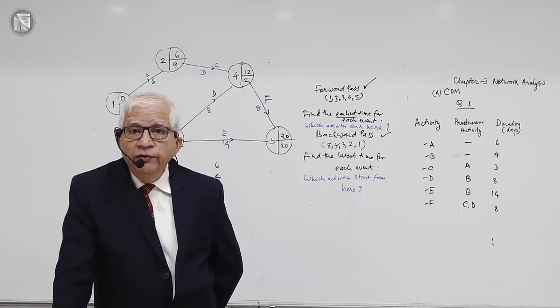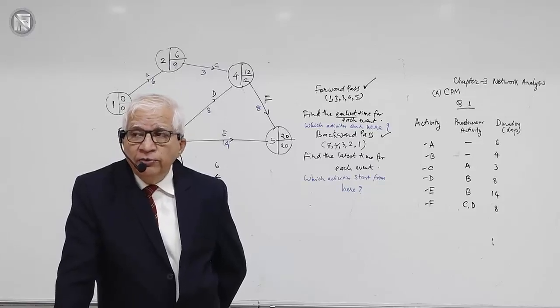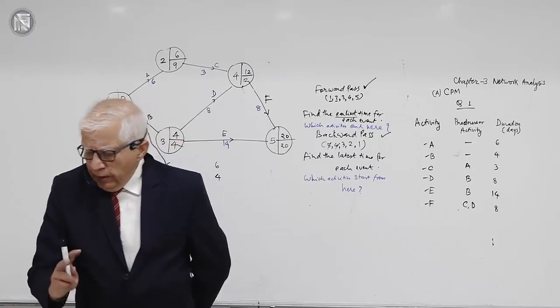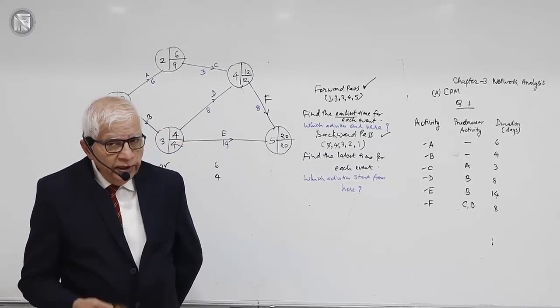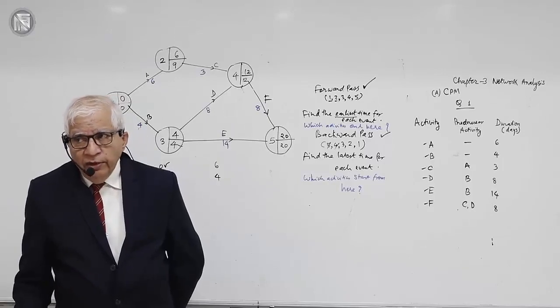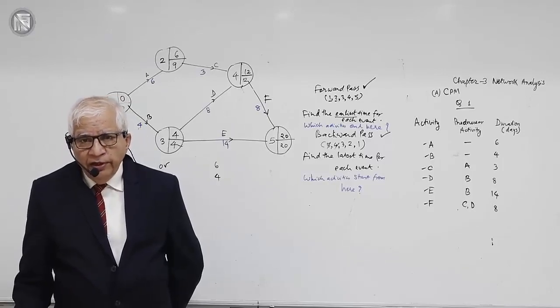So this way we have done the calculations in respect of this network. Now, let me analyze some of these activities of this network. Now see, there are 6 activities here. Some activities are critical, some activities are not critical.